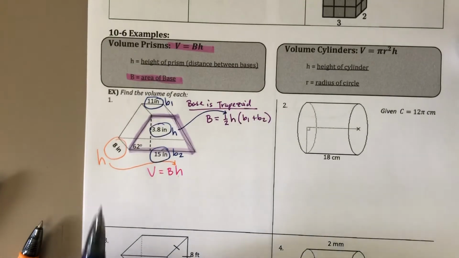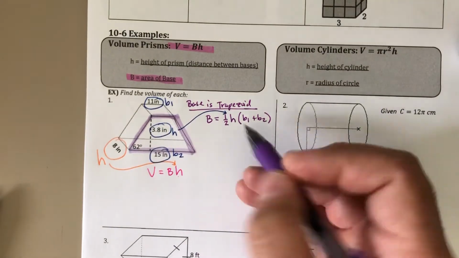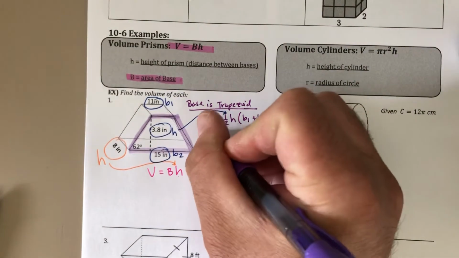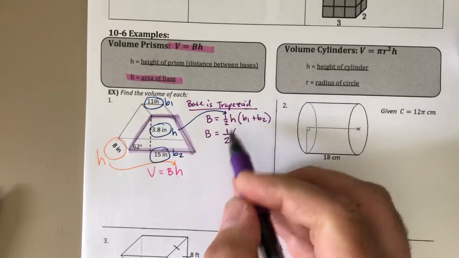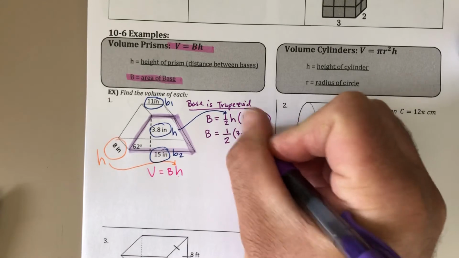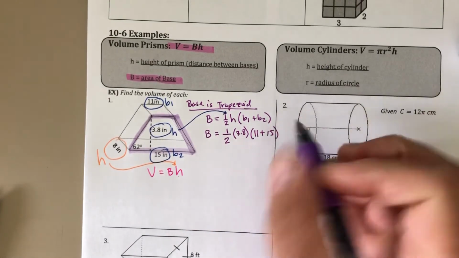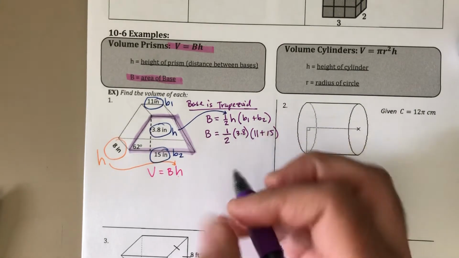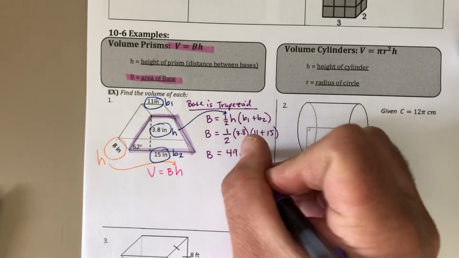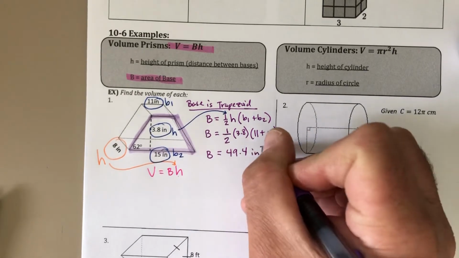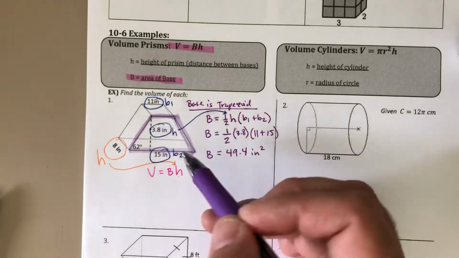All right, let's get our formula. Everything's here, so this is the nice thing about this, there's nothing to find, no missing side, other than just plugging it in. So the height was the 3.8, and then we'll have base 1, which is 11, plus base 2, which is 15. So we'll add those, multiply by 3.8, and divide by 2. When you do all that, you're going to get 49.4 square inches for the base area. So again, that's the area of the trapezoid bases, right?